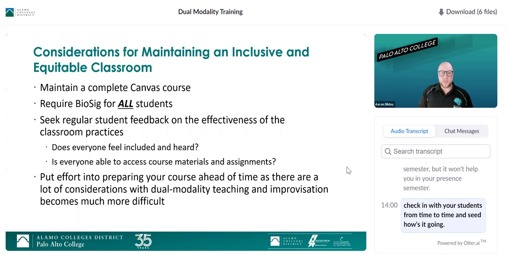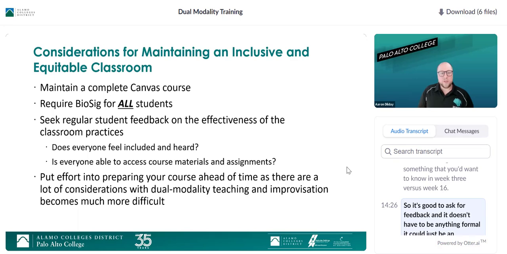Check in with your students from time to time and see, how's it going? Does everyone feel included and heard? And that's a good question for a dual modality class. Are the roomers and Zoomers both having a good experience? Are they both kind of feeling like they're part of the class? Or the Zoomers, if you get a lot of Zoomers telling you they feel left out, that might be something that you'd want to know in week 3 versus week 16.